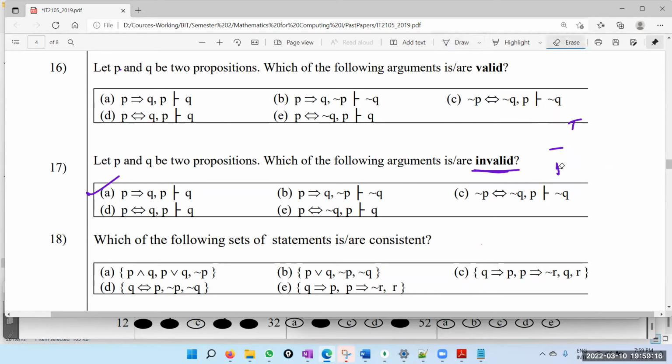P implies Q, not P, therefore not Q. So we have to take both as true. When not P is true, P is false. When P is false, Q can be true or false. Whether it's true or false, your final answer is true. So Q can be true or false. Therefore not Q can be true or false as well. So this is invalid.